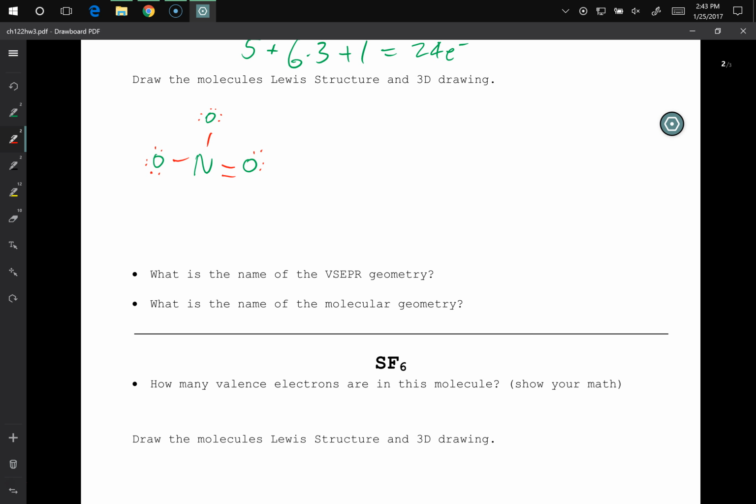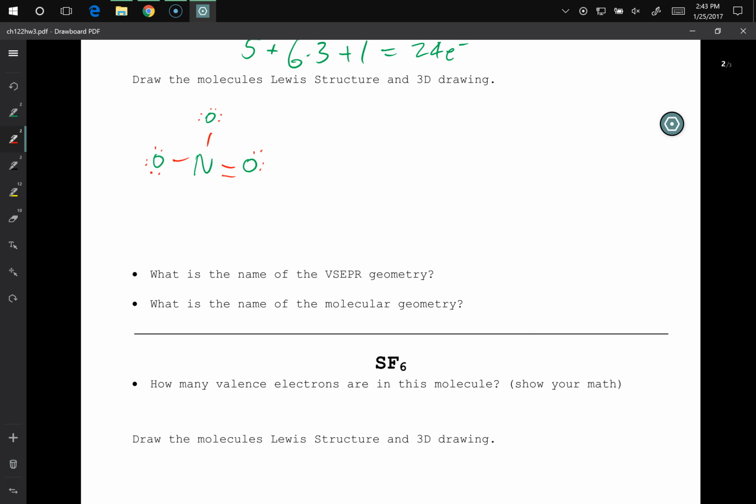Are the octet rules satisfied? Yeah, we're seeing 1, 2, those 2, and those 2, and 2 and 2. So we see 8 there, and it's the same situation for the nitrogen. It's got 4 bonds on it, so it sees an octet.